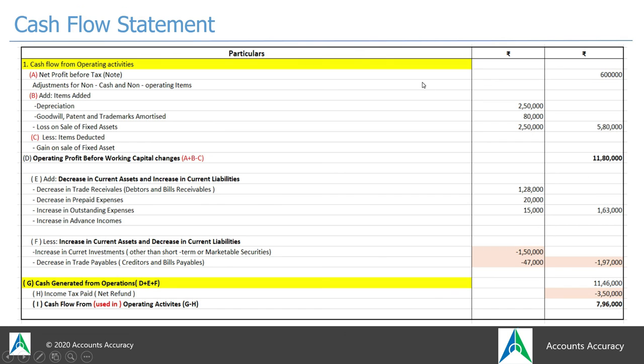So this is how we calculate cash flow from operating activities, and all the three steps I have discussed here in detail. If you have not understood, you may watch the video again in order to understand it better. And I hope this will be beneficial for you.